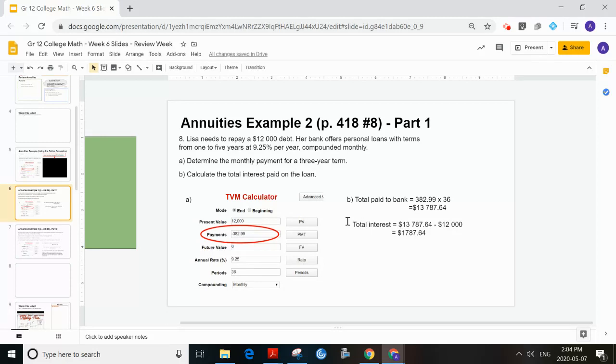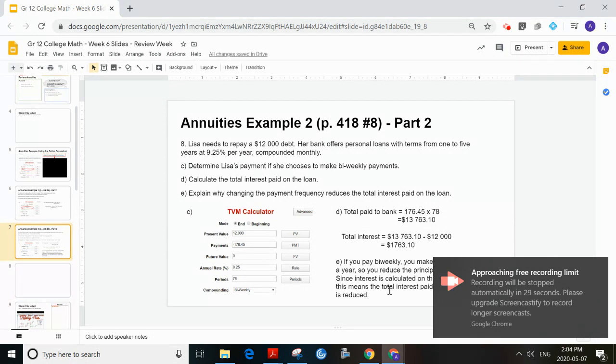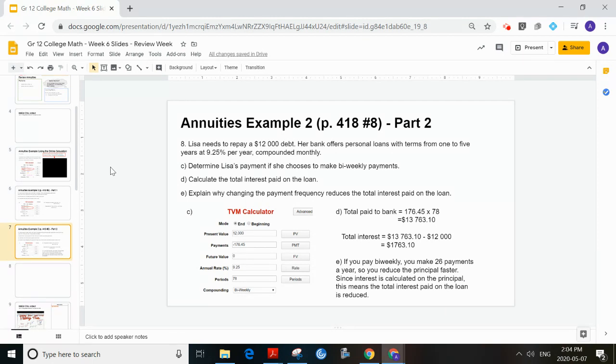So she is paying less interest when she makes more frequent payments. Here she was paying $1,787.64, and if she makes more frequent payments, she's going to save herself some money in interest. Because if you pay bi-weekly, you're going to make 26 payments a year, so you're going to reduce the principal faster. And since the interest is calculated on the principal, that means the total interest paid is reduced. So that is our example there.